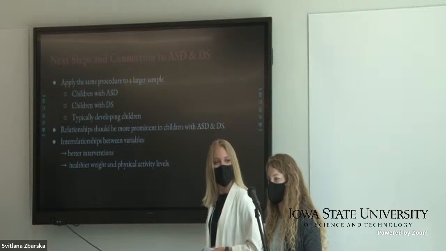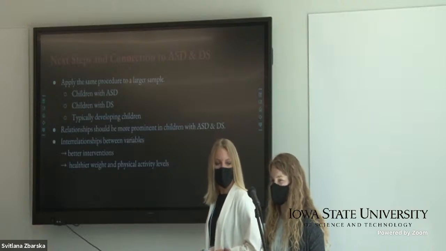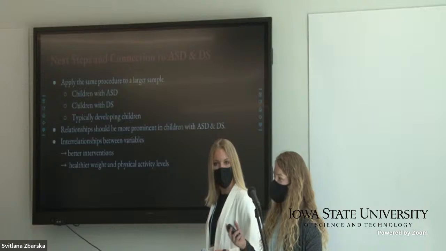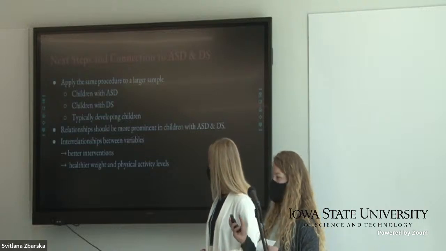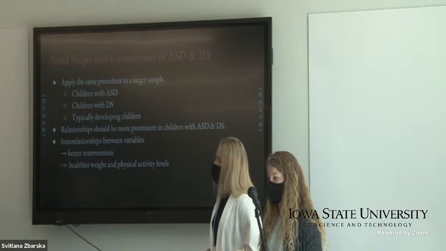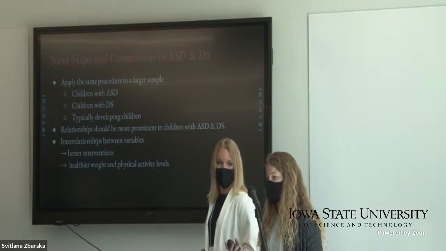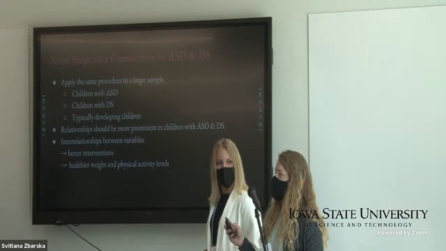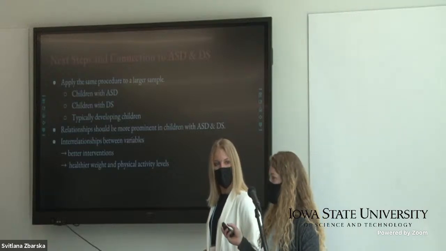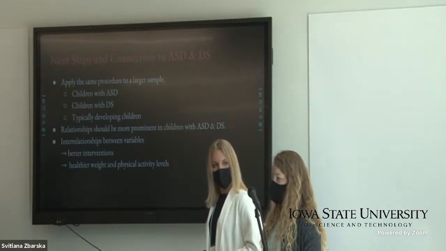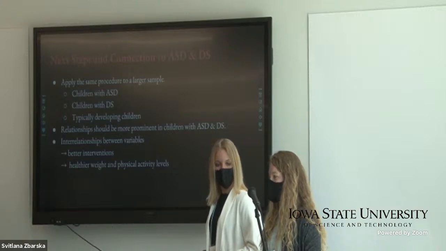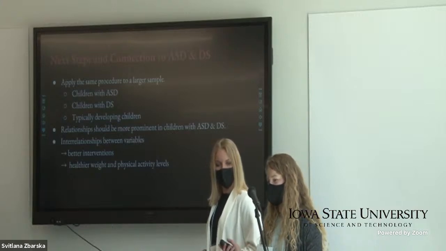So the next steps for this research are to apply the same procedure to a larger sample that includes children with Down syndrome and children with autism spectrum disorder, as well as typically developing children again. This research was originally intended to focus on those children, but we weren't able to do that this spring. We do expect that this sample will show the relationships between the variables more prominently, because the children with ASD and Down syndrome tend to have delays in motor skills and balance, and they are prone to obesity and inactivity.